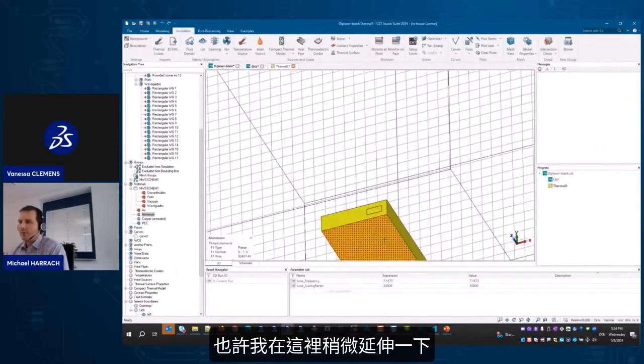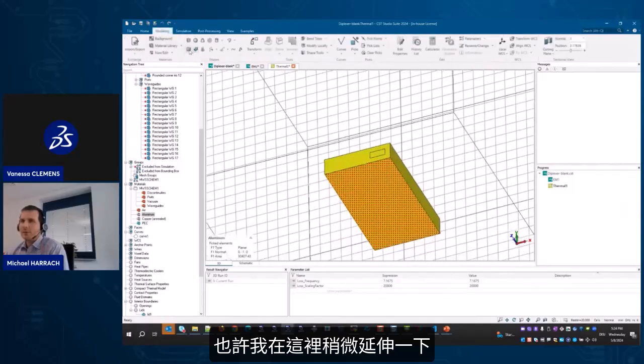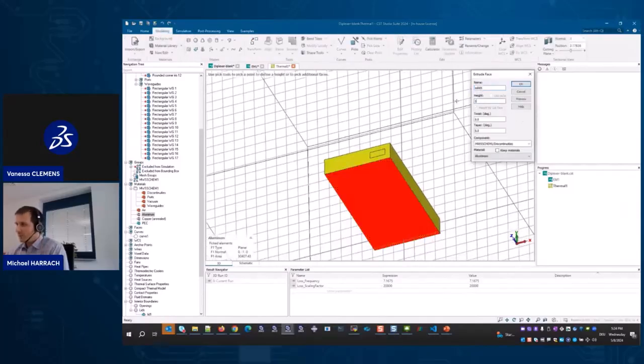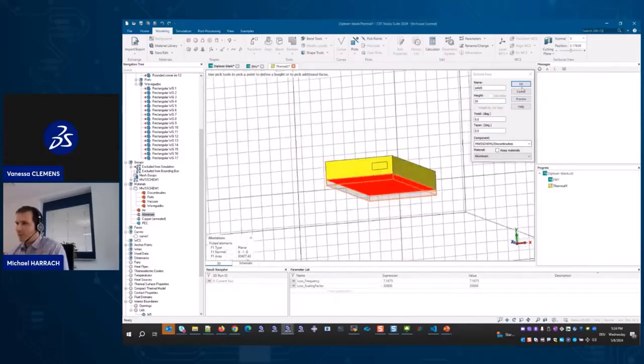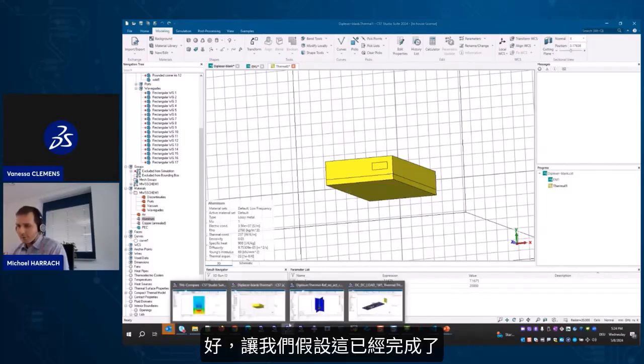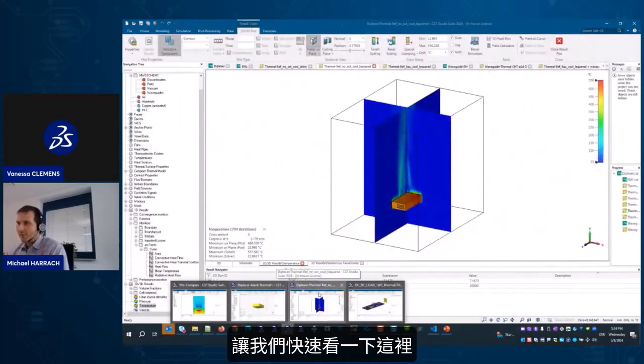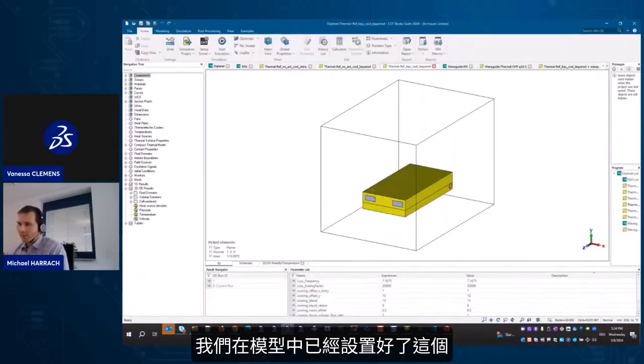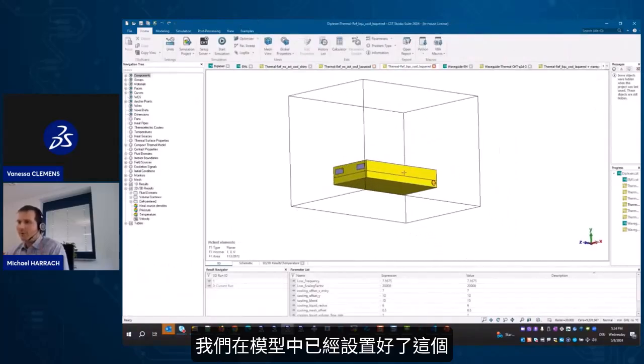Okay, so maybe I extend this here a bit. Let's see. So by something, add in a liquid cooling channel. Okay, let's assume this is done. Let's take a quick look here. And here we have this already set up in the model.